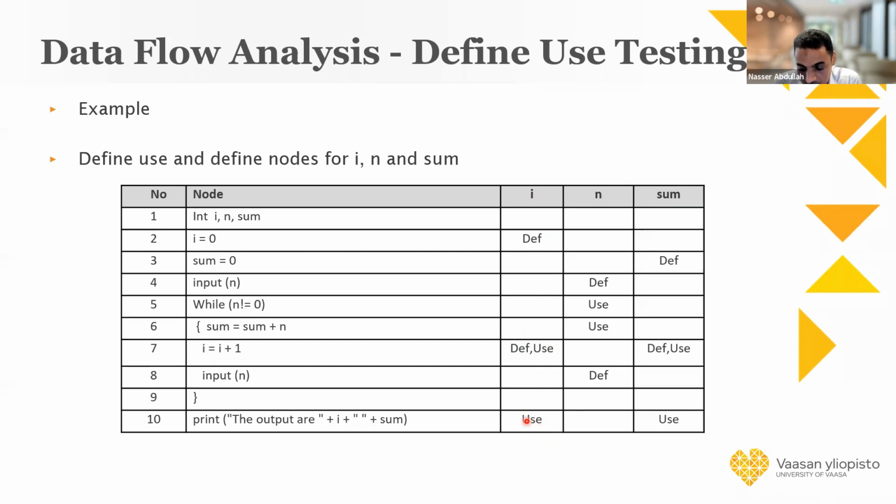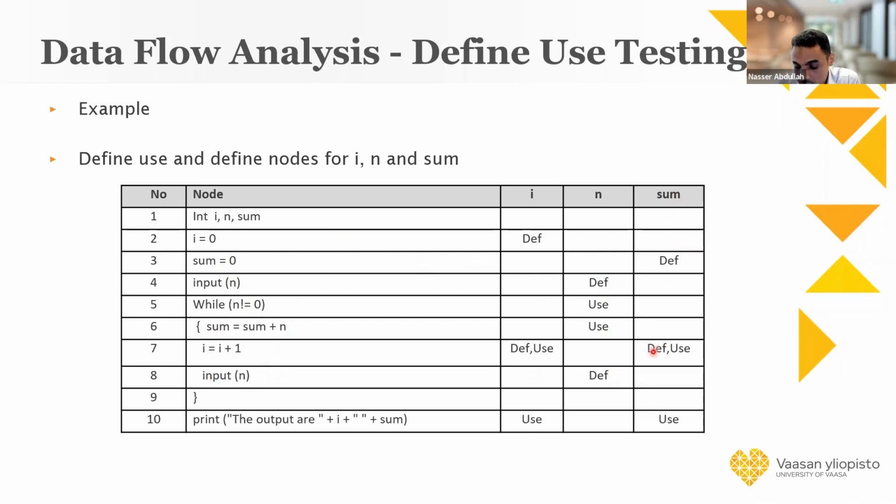Okay, we will go back to the previous slide, but it's better to understand now. The second one, which is n, is defined here because it's input. Similar to these two, it is defined also. And then it's use because it's compared with 0. It's define because it's input.